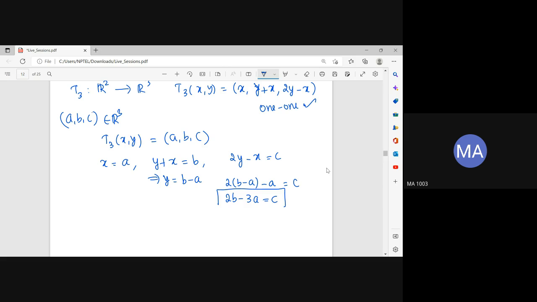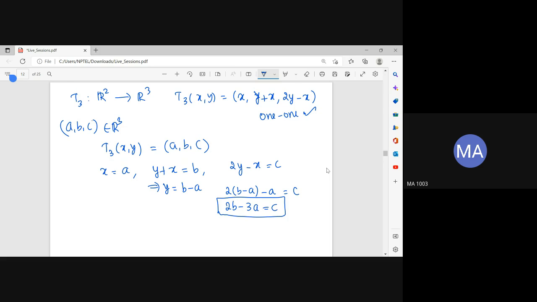2b minus 3a should be equal to c. I cannot put a condition on c, right? Can I put a condition on c? You cannot find uniquely, right, ma'am? No, it's not about uniqueness. I'm getting a condition in terms of a, b, c. That's not okay, right? a, b, c is any random thing; we are free to choose a, b, c. So what does this say? When will this system have a solution? Only when this condition is satisfied, right? Otherwise, this system doesn't have a solution, no?